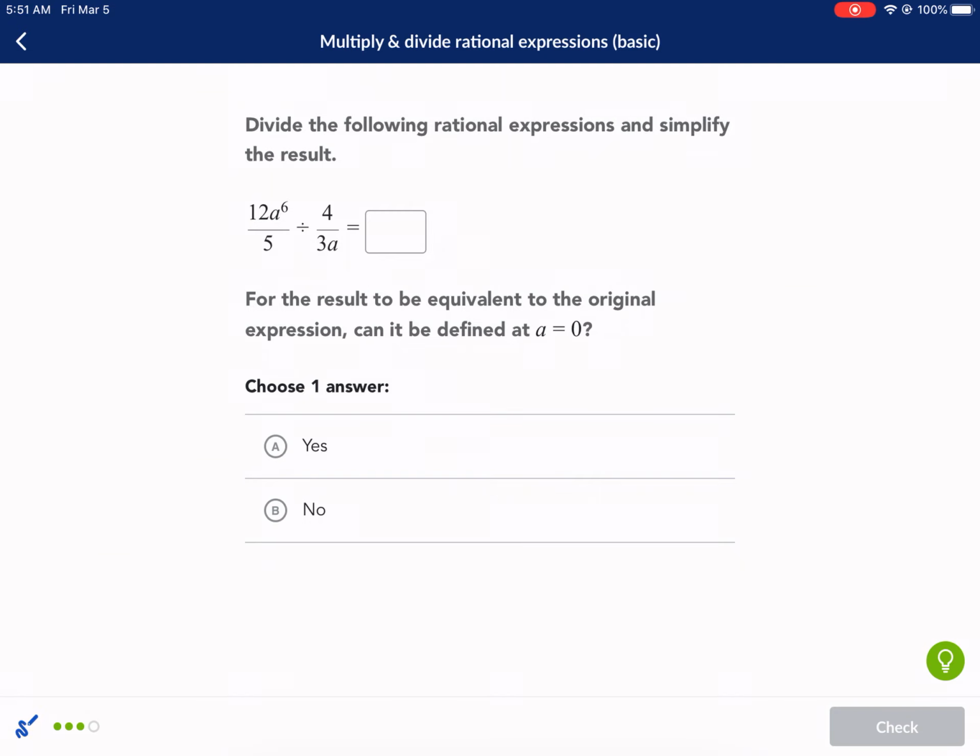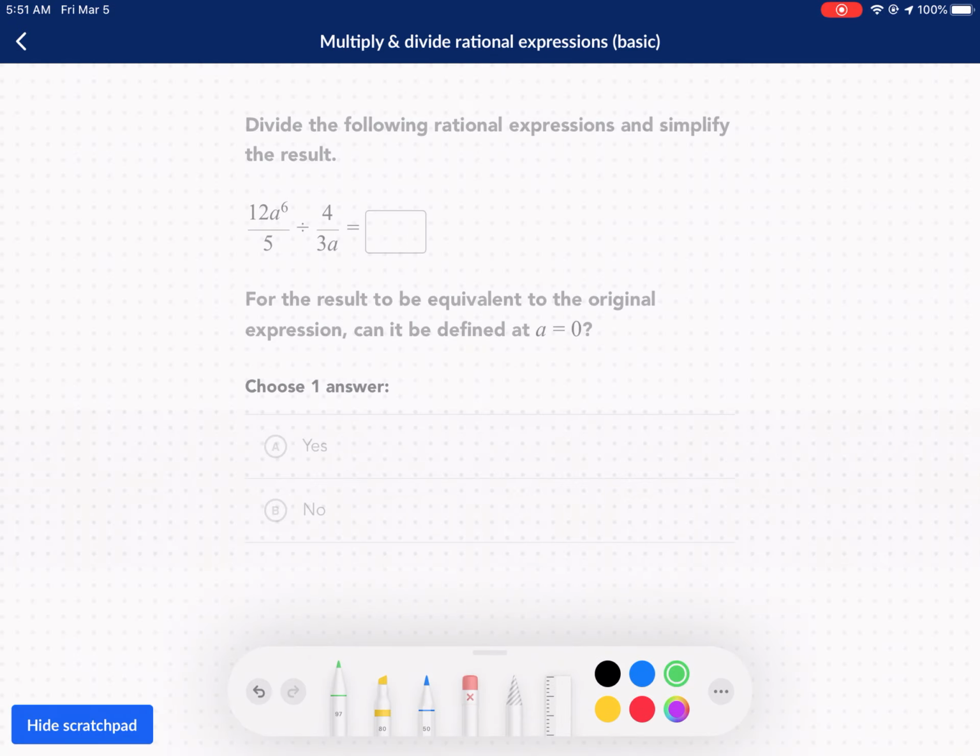Keep, change, flip. So because it's division, we're going to keep this, 12a to the 6 over 5. We're going to flip this into multiplication. That's supposed to be a multiplication symbol. And then we're going to flip this guy to be, oops, forgot to put it over here, 3a over 4. Okay. What do we do from here?